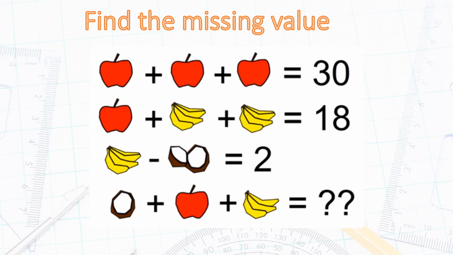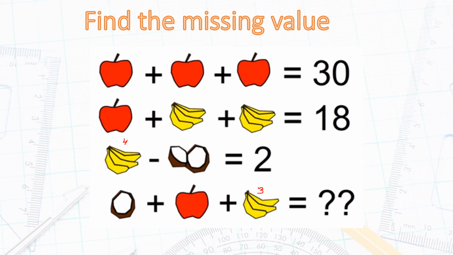Okay, this time, apple plus apple plus apple is 30. Apple plus banana bunch is 18. Banana bunch minus 2 coconuts equals 2. And coconut plus apple plus banana bunch equals question mark. And thing to note, there are 3 bananas in this one. There are 4 in this one. So just keep an eye out on that. All right, pause the video, try and solve it for the value of apples, bananas, and coconuts, and then also what is that final answer.